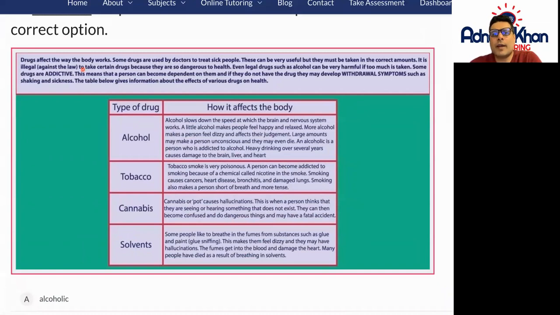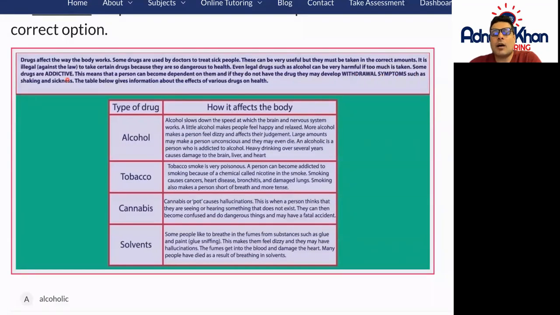So drugs affect the way the body works. Some drugs are used by doctors to treat sick people. These can be very useful, but they must be taken in the correct amounts. It is illegal, in other words, against the law, to take certain drugs because they are so dangerous to health. Even legal drugs such as alcohol can be very harmful if too much is taken.